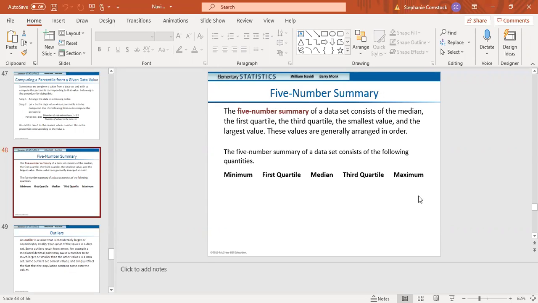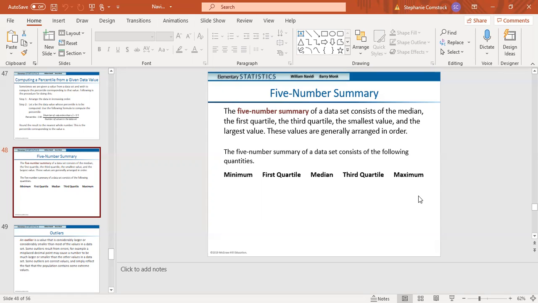Now the other thing is that when you do your one-var stats on a calculator, this is actually the last 5 values on that list when you scroll down. You have min, Q1, median, Q3, and maximum, okay?